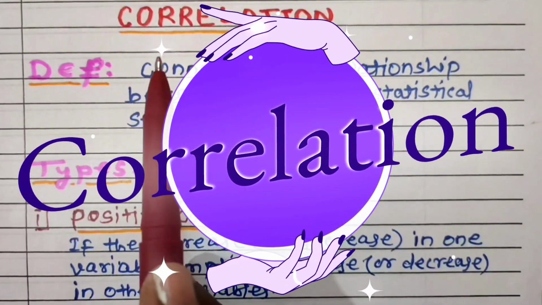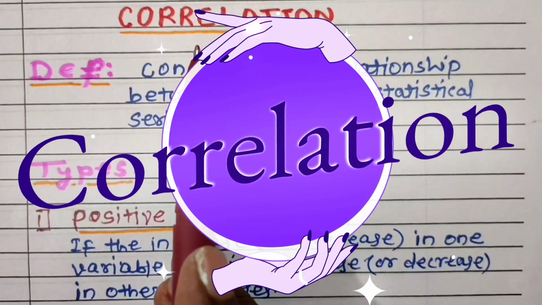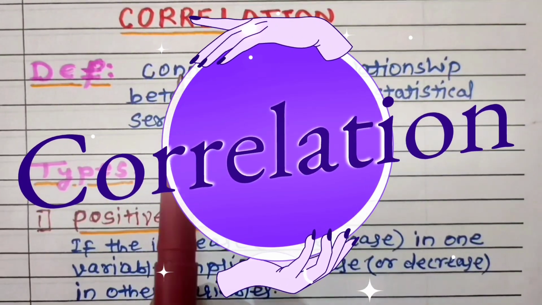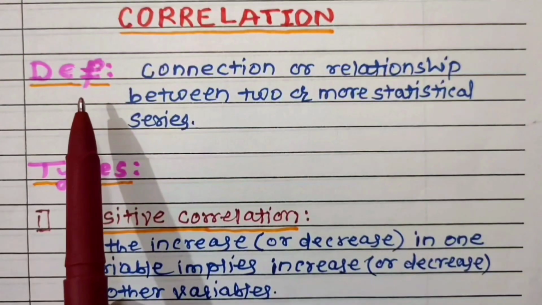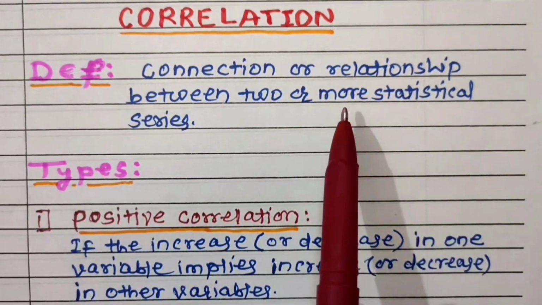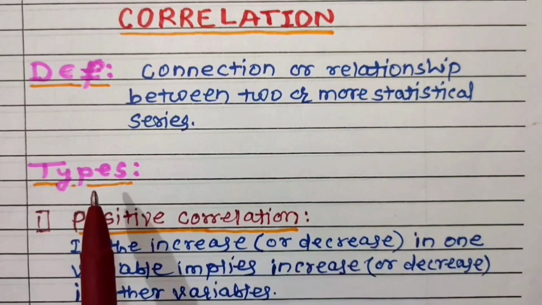Hello everyone. Today we have to learn about statistical techniques, part of this unit, that is correlation. First of all, definition of correlation: connection or a relationship between two or more statistical series. This is the definition of correlation. There are three types of correlation.